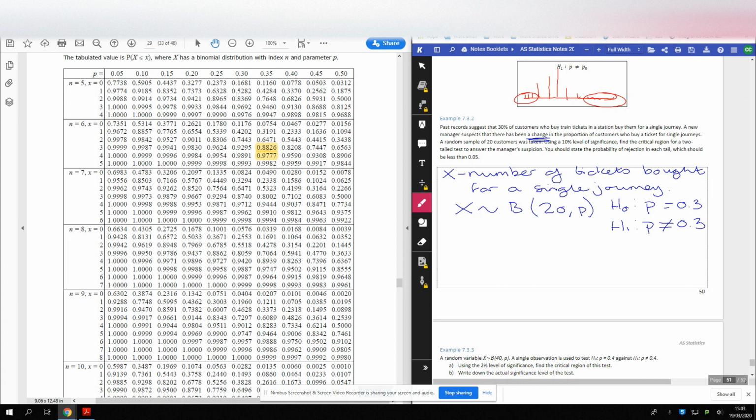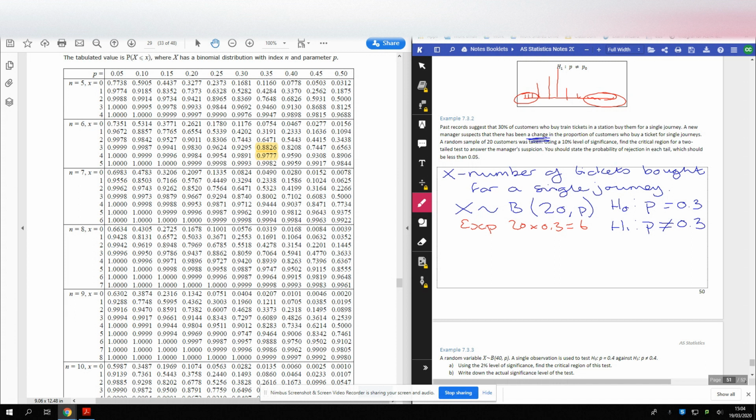In terms of the expected value, we've got 20 times 0.3, which is equal to 6. So that'll just give you a little bit of guidance. You can see this distribution is skewed. If you've got 20, the peak of it is to the left of the halfway mark.